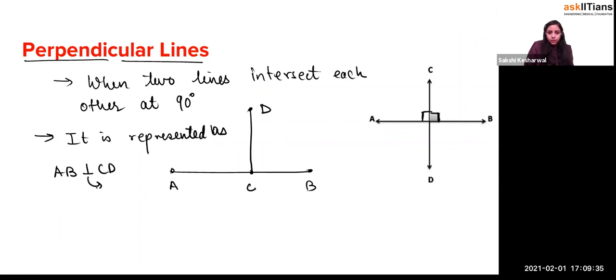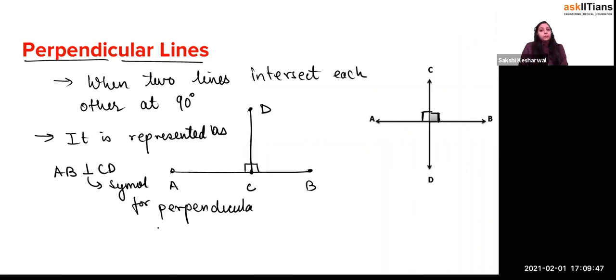This is the symbol for perpendicular, right? You are making a 90 degree angle over here, right? So AB is perpendicular to CD, or CD is perpendicular to AB. You can say any of it, right?